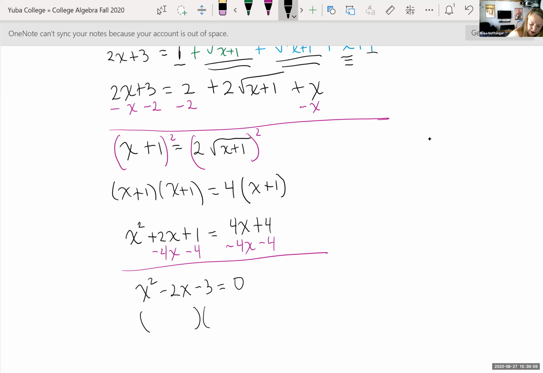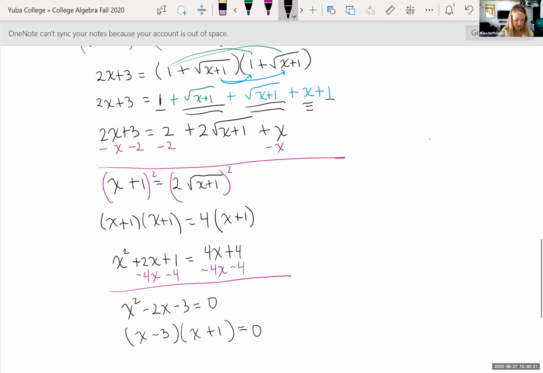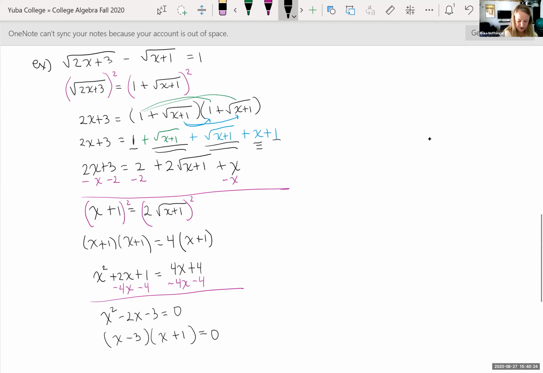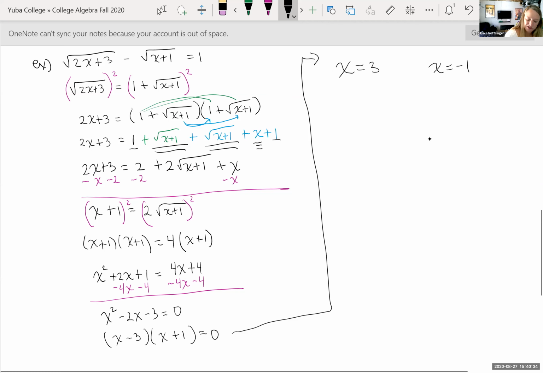It does factor. There are two numbers that multiply to a negative 3 and add to a negative 2. So negative 3 and positive 1 multiply to negative 3 and add to negative 2. So x minus 3, x plus 1 equals 0. So set each factor equal to 0. We get x is equal to 3, and we get x is equal to negative 1. Go back, we squared both sides twice, and so now we need to check.